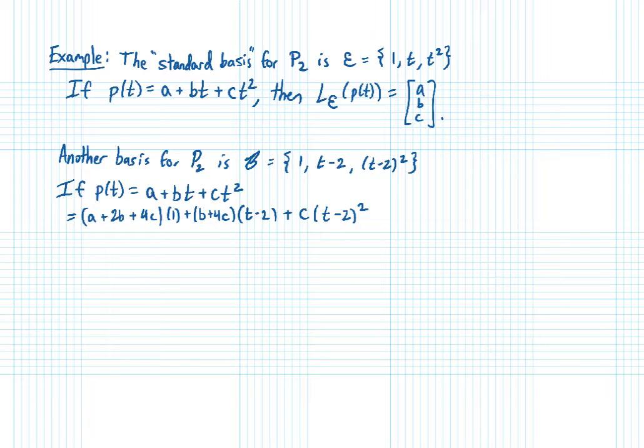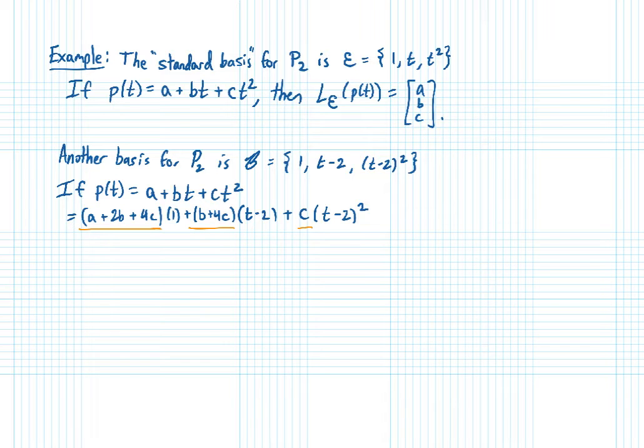Okay, so this is what p(t) looks like if you rewrite it as a linear combination of these basis vectors. Don't worry too much about how I got this. It really was just some algebraic manipulation combined with trial and error. But just for your sake, so you can believe that it's true, you should maybe pause this video and expand the parentheses and check that it actually does simplify to a plus bt plus ct squared.